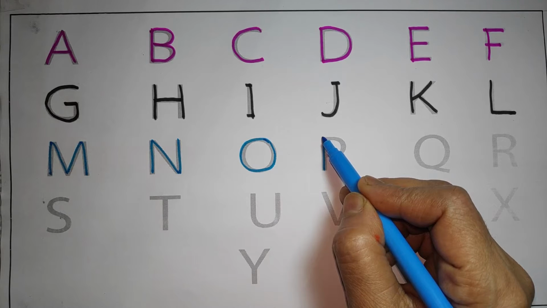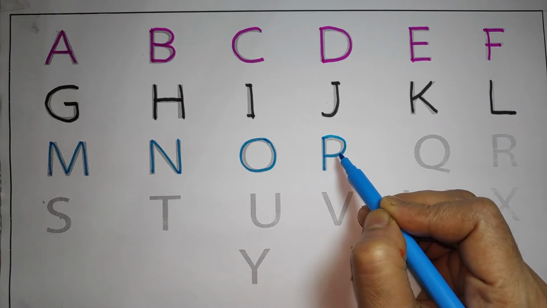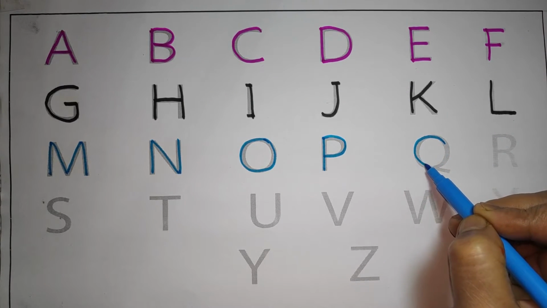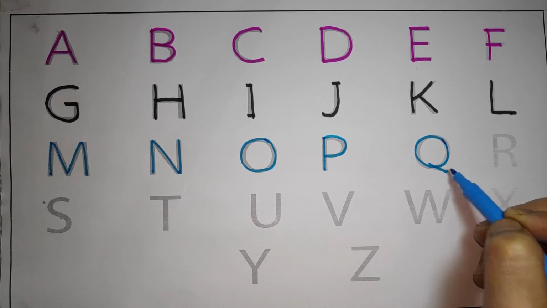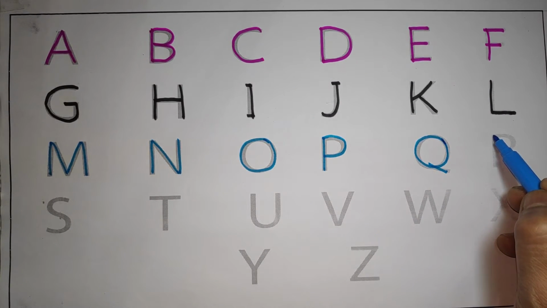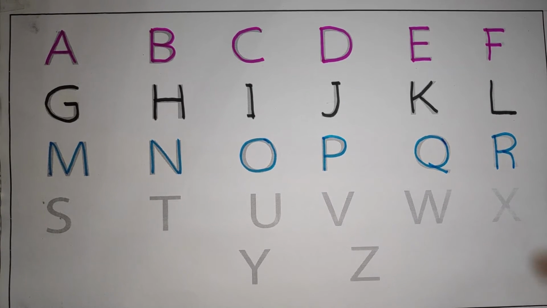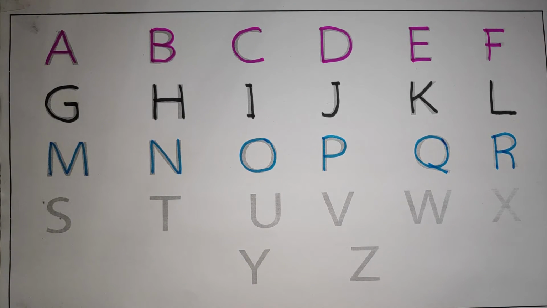P for parrot. P for peacock. Q for quail. Q for queen. R for rose. R for red. Green color.